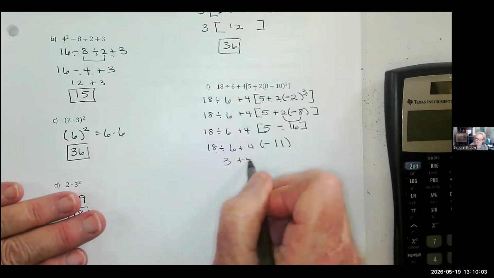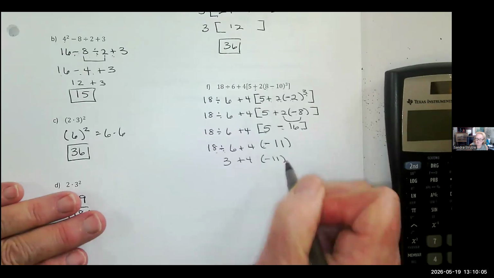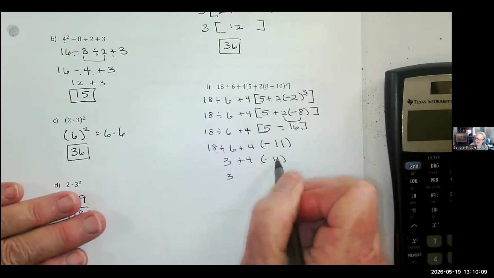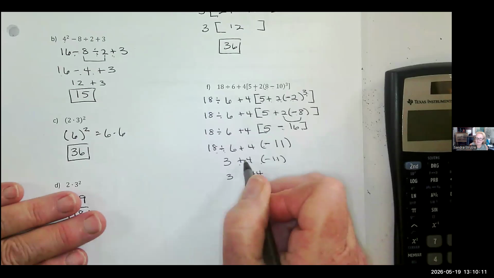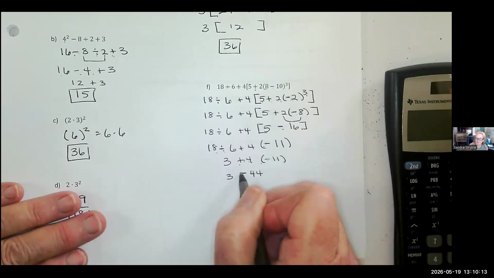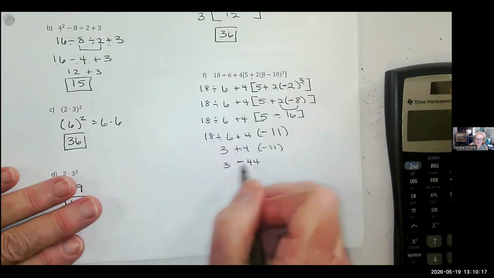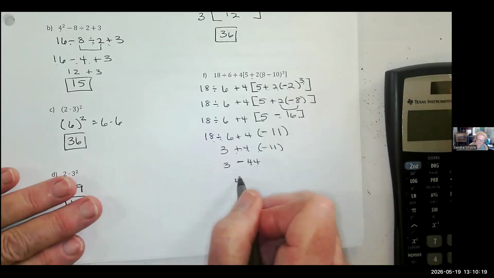Now we've got addition and multiplication. We have to do the multiplication. 4 times 11 is 44. Positive times a negative is a negative. And now we subtract, because 3 minus 44, the signs are different, so you subtract and take the sign of the larger number.